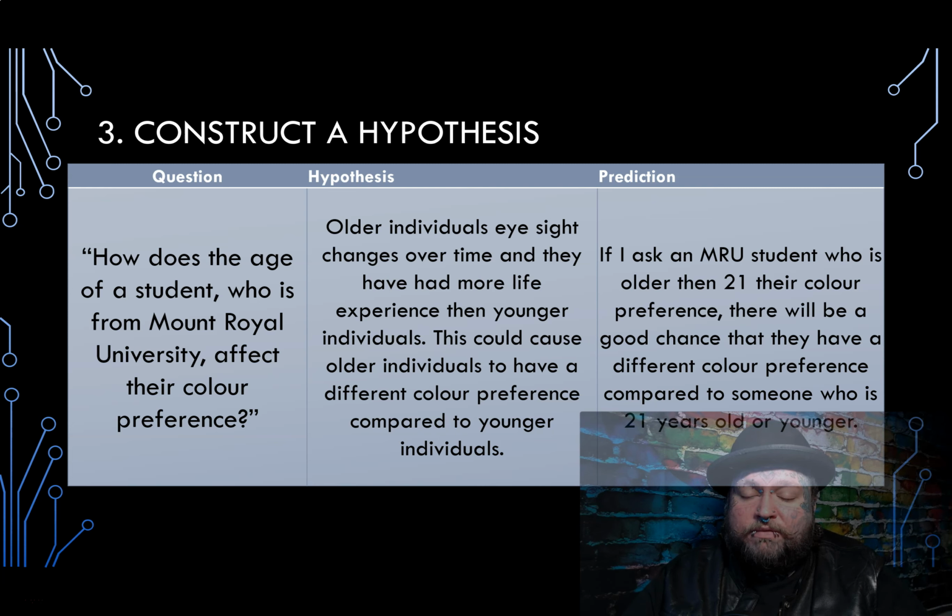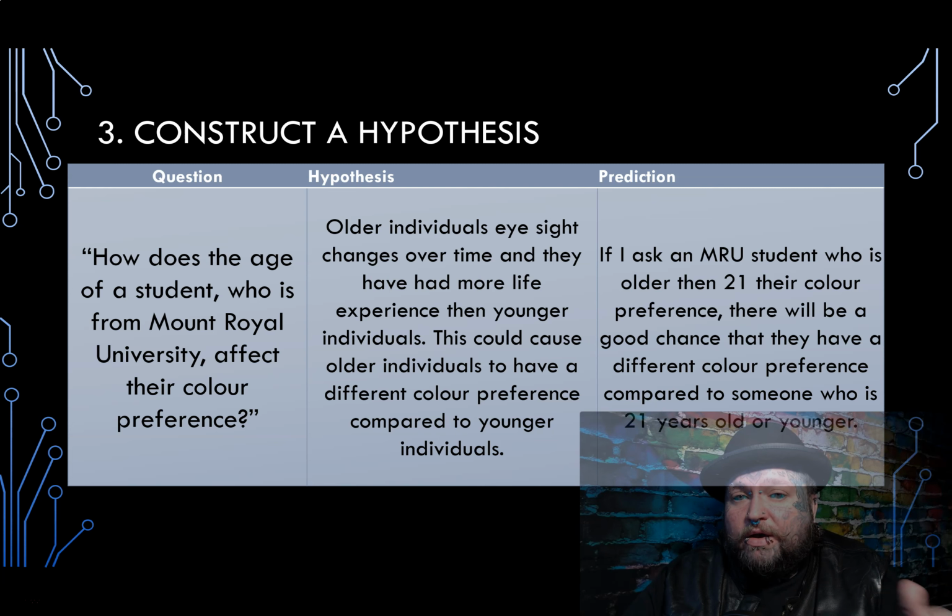And so if they're going from the question of how does the age of a student from Mount Royal University affect their color preference, and based on their background research, they think of a general hypothesis, trying to keep with what we're doing in this course: hypothesis, then predictions. They're saying, well, older individuals' eyesight changes over time, and they have had more life experience than younger individuals. This could cause older individuals to have a different color preference compared to the younger individuals.